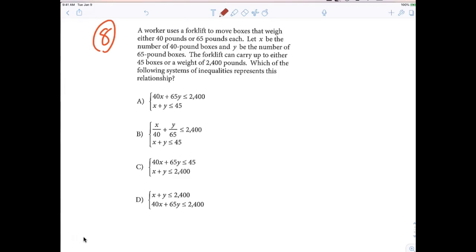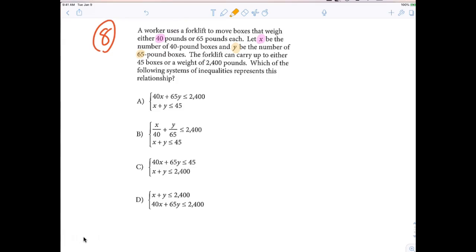It says a worker uses a forklift to move boxes that weigh either 40 pounds or 65 pounds. So that's the important part. 40 pounds, and let X be the 40 pounds. And then Y would be the 65. Is everybody with me on that?